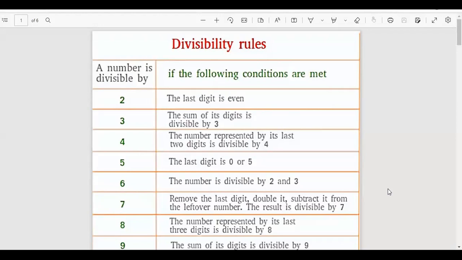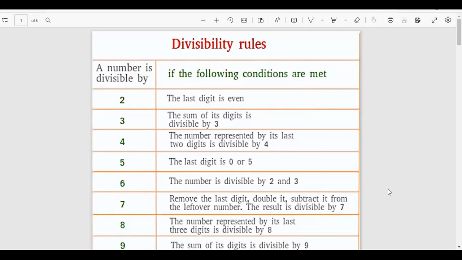The first thing is divisibility rules. A number is divisible by 2 if the last digit is even. That is simple. For example, if we have 20, the last digit is 0, and 0 is considered to be an even number. If we have 32, it is an even number because the last digit is even. If we have 44, it is even because the last digit is even. If we have 38, it is even because the last digit is even.